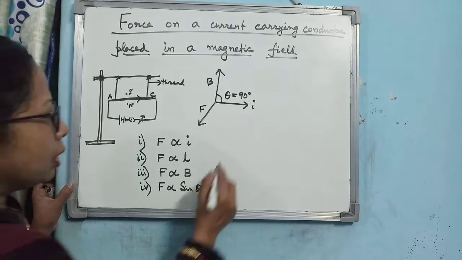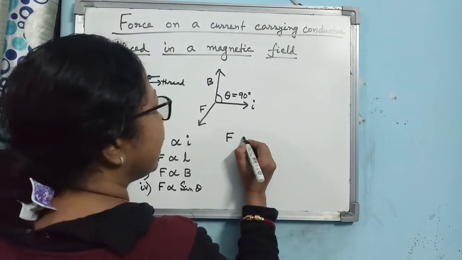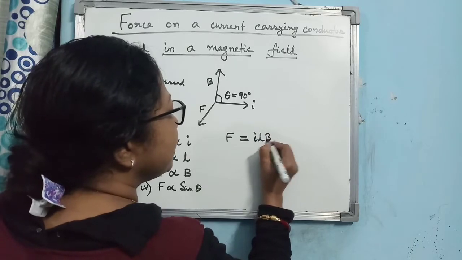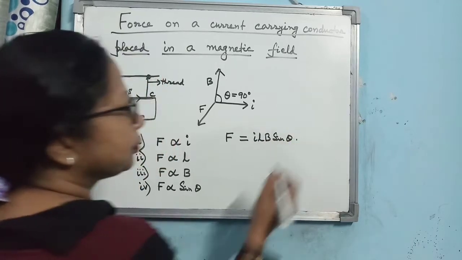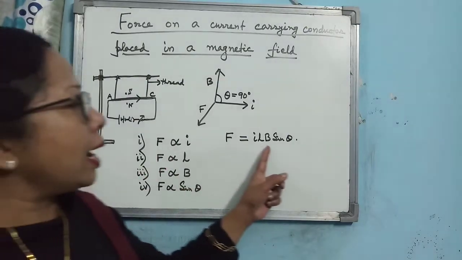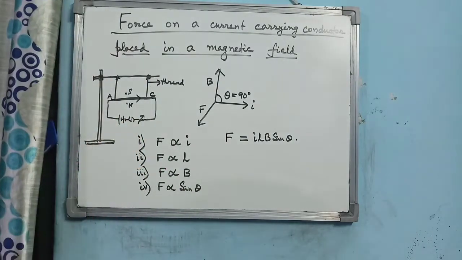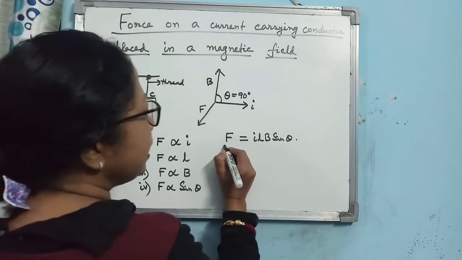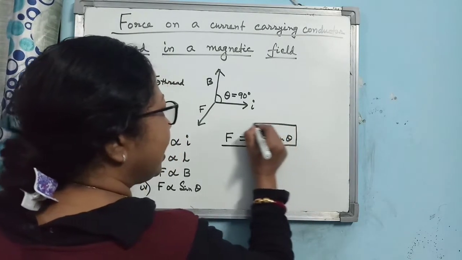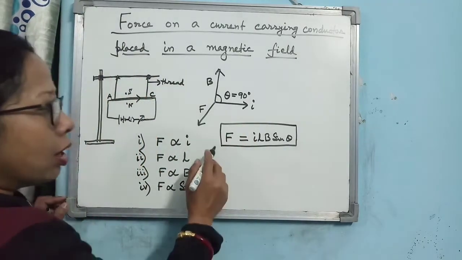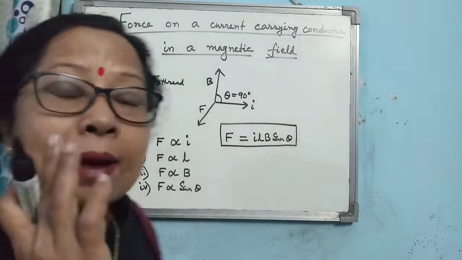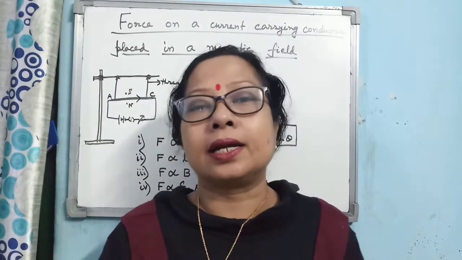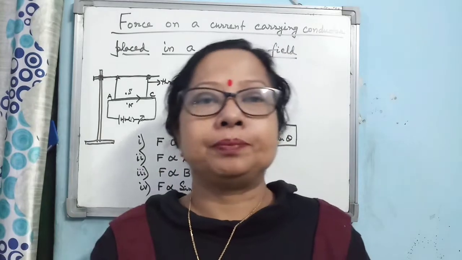So if you combine all this together, you can write F is proportional to ILB sine theta. Is that clear? F is equal to ILB sine theta. The constant of proportionality is taken as 1. Is that clear? Now, this relation is very, very important because it gives you the amount of force experienced by a current carrying conductor placed in a magnetic field.